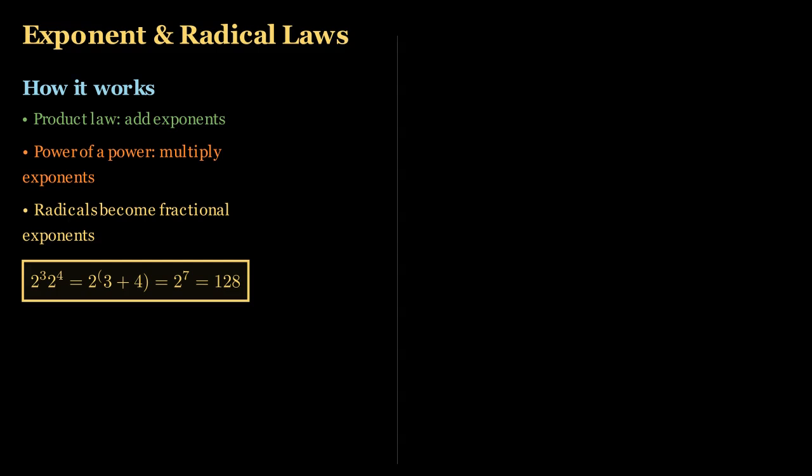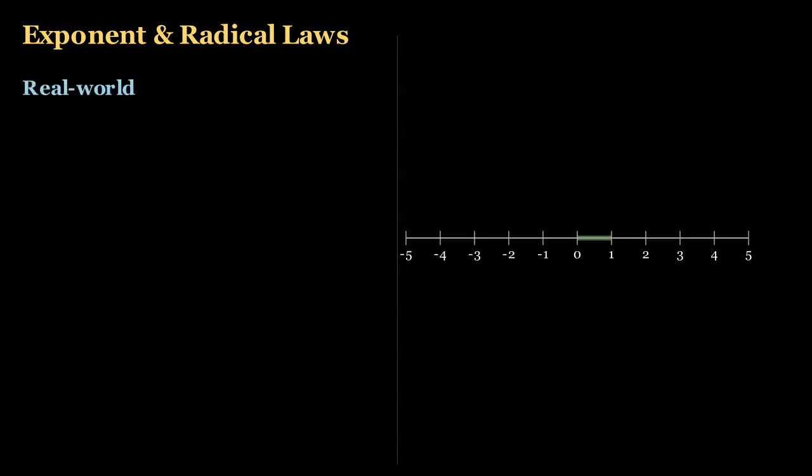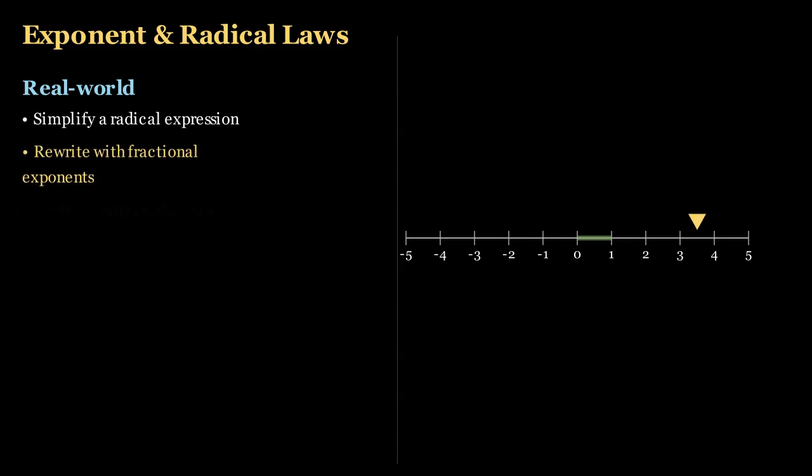Since the base is the same, we can use the product law and add the exponents. 1/3 plus 1/2 is a common denominator problem. 1/3 is 2/6, 1/2 is 3/6, so the sum is 5/6. Therefore, the simplified expression is x to the 5/6 power. We can also write it back as a radical, the 6th root of x to the 5th power. This is much cleaner and ready for differentiation using the power rule. Notice how we didn't need a calculator, just a clear understanding of the laws.